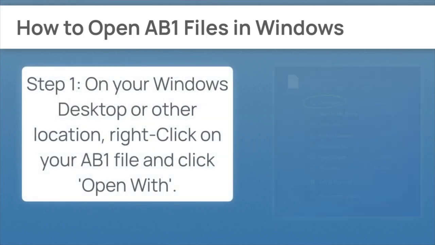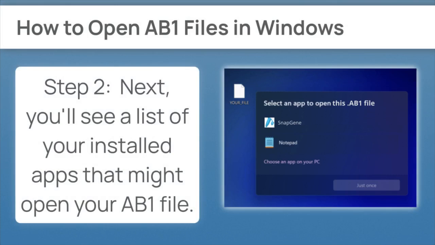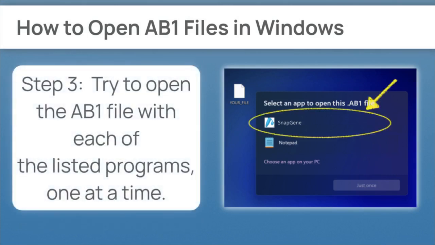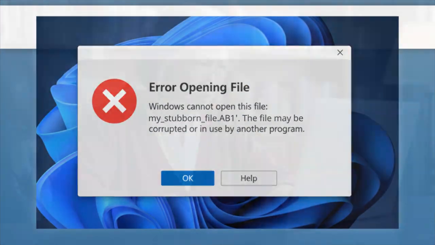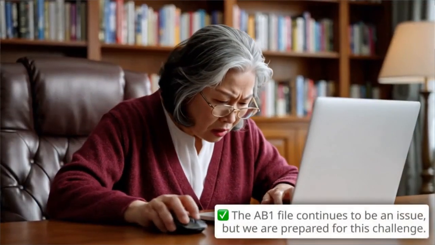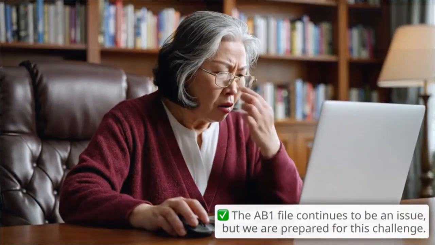We're going to use the list of installed programs to find the match. Right-click your AB1 file, then click Open with, and test SnapGene if you see it. If it fails, select the next program. Methodical testing works. When your AB1 file isn't responding, don't worry, it's typical. Before the final solution, let's grasp the mechanics of the error. Here are the technical reasons this AB1 format is causing you grief.